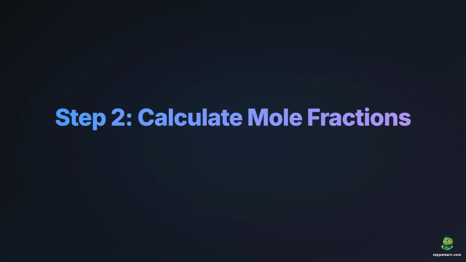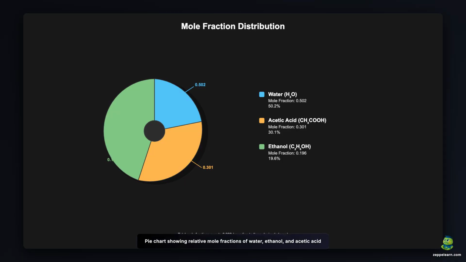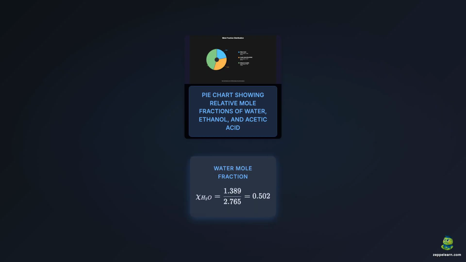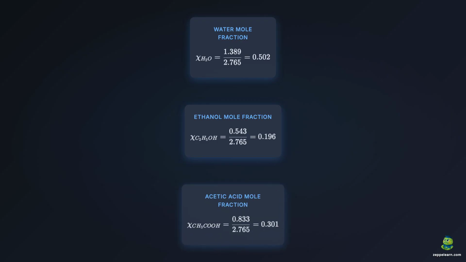Now we'll calculate each mole fraction by dividing individual moles by total moles, then compare with the given options. This pie chart visualizes the relative mole fractions, with water taking up the largest portion at about 50%. Water mole fraction equals 1.389 divided by 2.765 equals 0.502. Ethanol mole fraction equals 0.543 divided by 2.765 equals 0.196. Acetic acid mole fraction equals 0.833 divided by 2.765 equals 0.301.